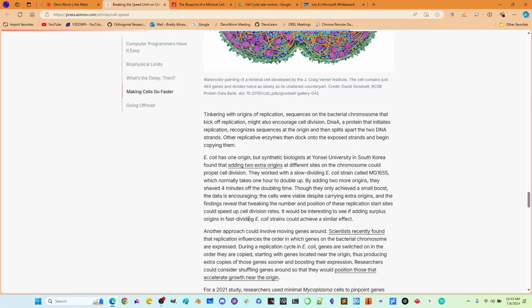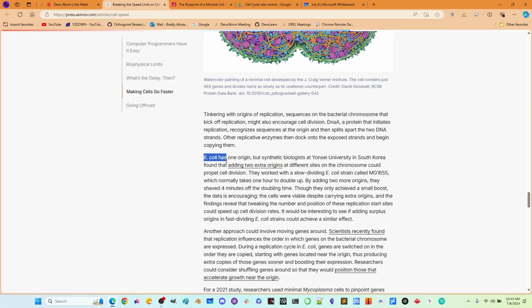And so in E. coli, we have one origin of replication in wild type, but synthetic biologists at Yonsei University in South Korea found that by adding 2 extra origins at different sites in the chromosome could propel cell division.